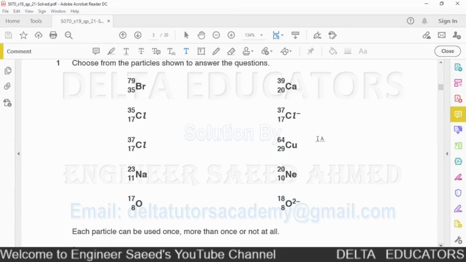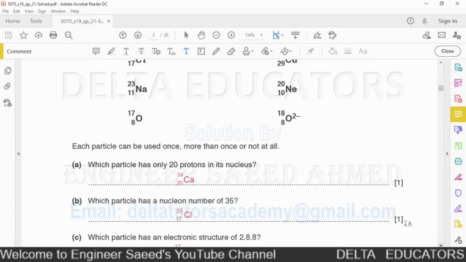Here we have some particles. Each particle can be used once, more than once, or not at all. Part A, which particle has only 20 protons in the nucleus?